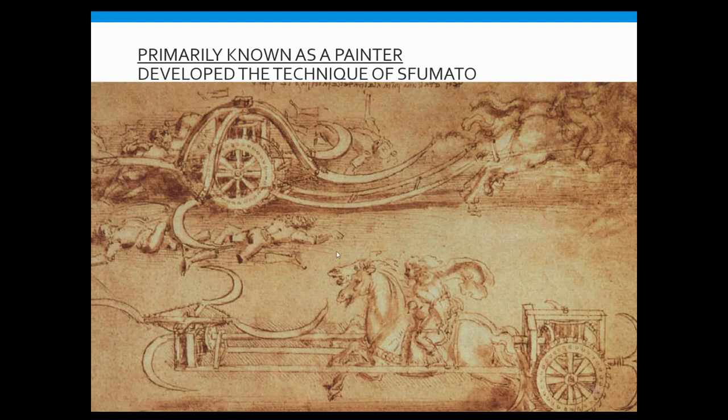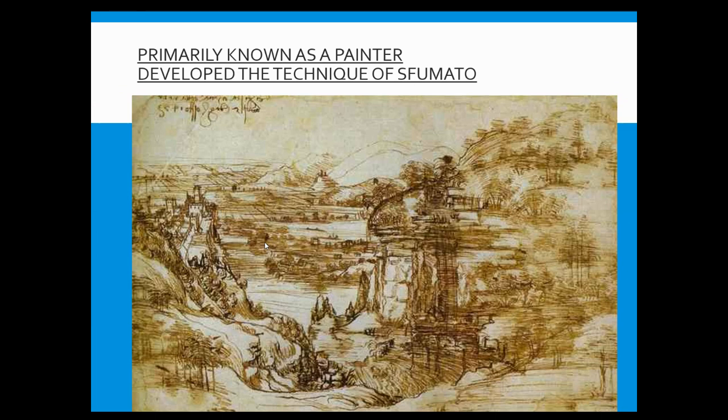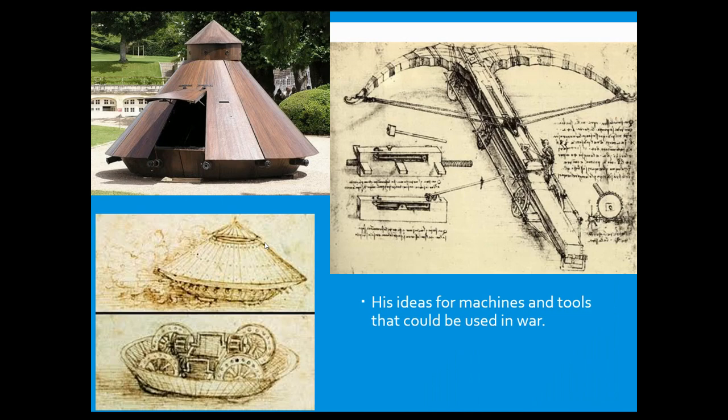He also did these war machines. So this is one where if a horse was pulling this, the wheels would spin and that would cause all these sharp knives to spin around and cut people into pieces. He also did landscape drawings, did portraits of people and families.